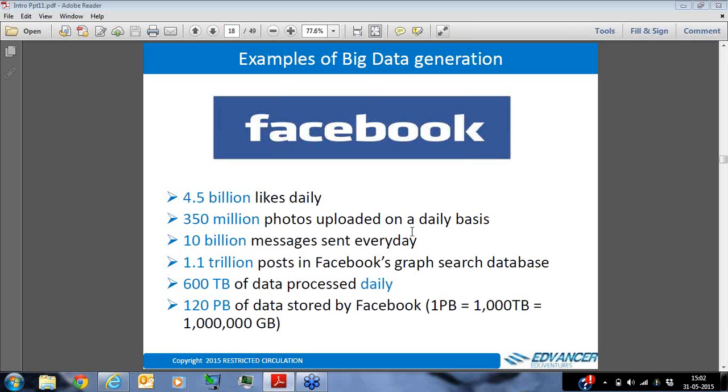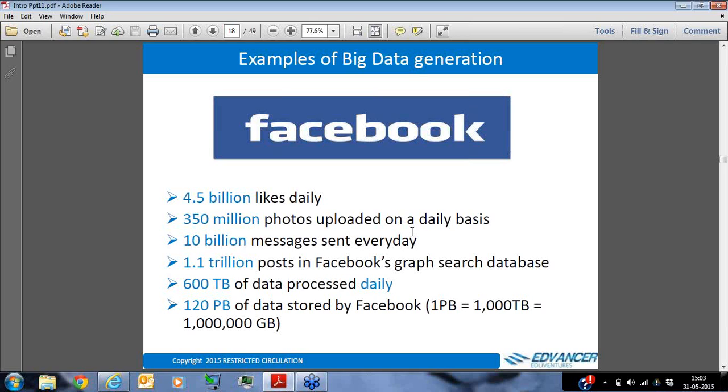If you put in something to search on Facebook's search, it will search through 1.1 trillion items or posts or whatever you may call them to come up with your result. 600 terabytes of data are being processed by Facebook every day. And all this data are not numbers, it is any and every form of data. Today, Facebook stores 120 petabytes of data.